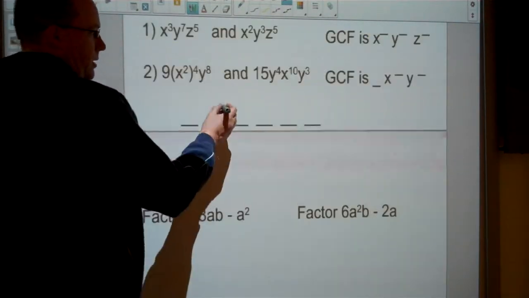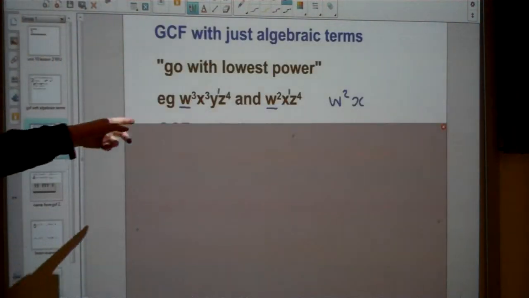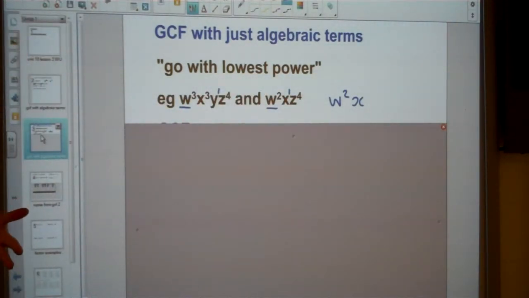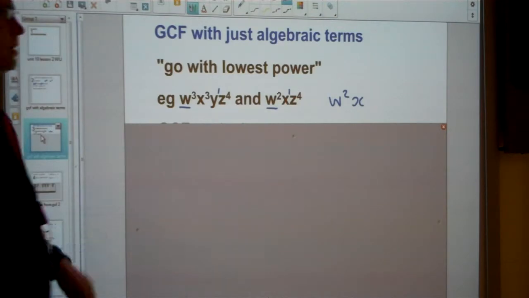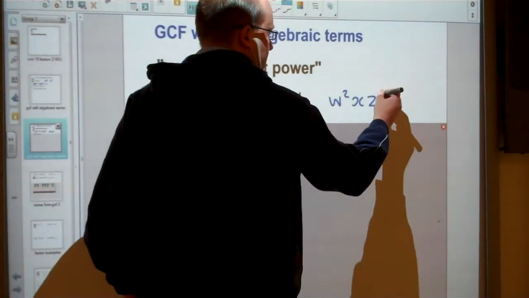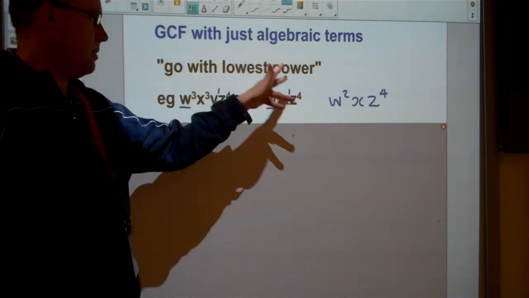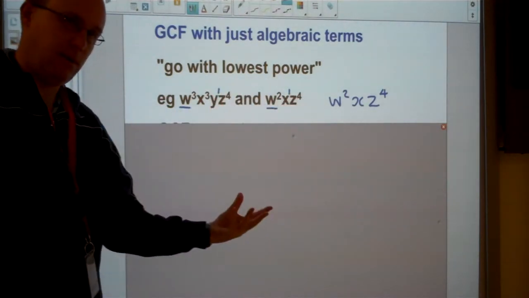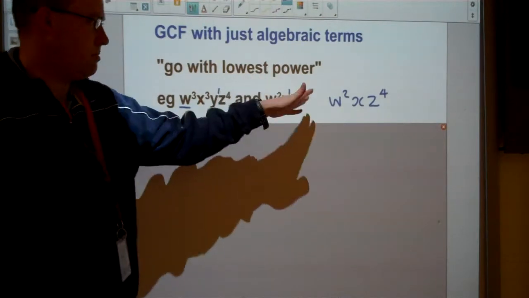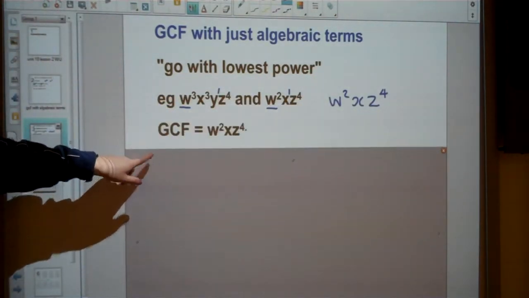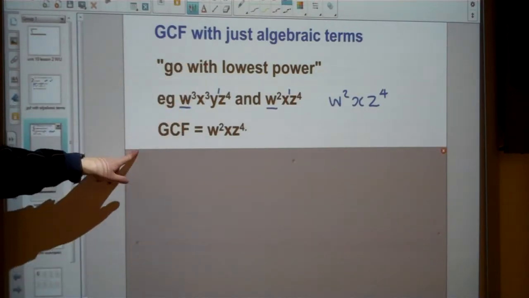Moving on to our last one, I've got z to the 4 and I have z to the 4. So which is the smallest? Well actually in this case they're both the same, so I'm just going to say it's z to the 4. So a couple of special rules. If you have a letter on one side but not on the other side, that means that it's not a factor. If we have the same number, then that's the number that we're going to go with. And hopefully that agrees with my answer that I just had.